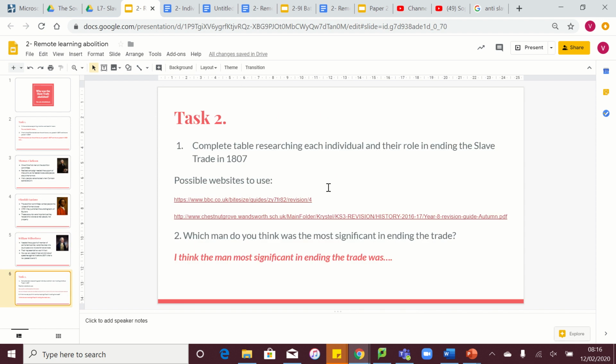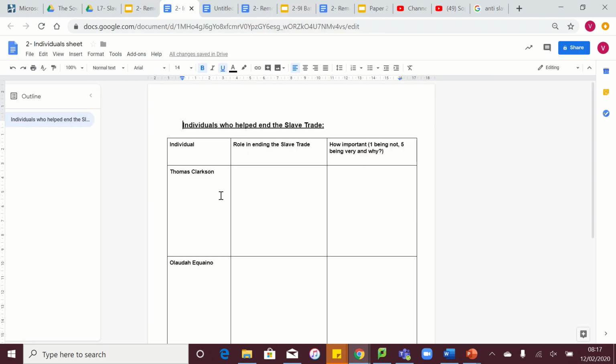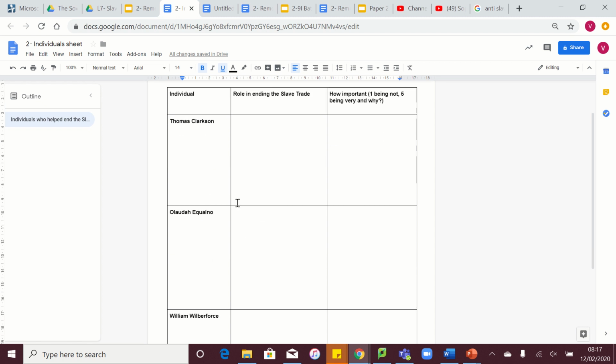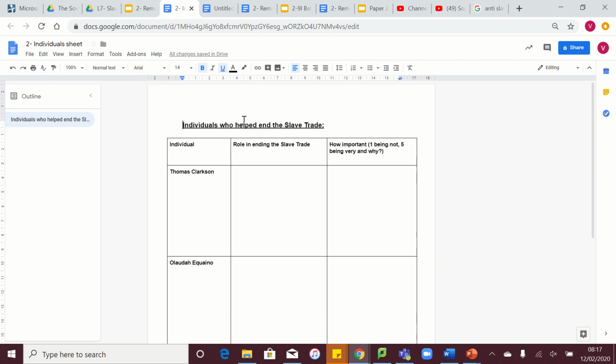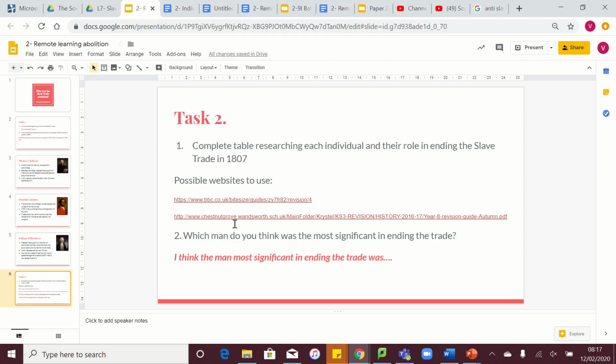So, on that note, your task 2 is to complete a table researching each individual and their role in ending the slave trade. This is the table that I want you to complete. Thomas Clarkson, Equiano, William Wilberforce, the 3 men I've just discussed. What was their role and how important were they, and why? If you've put them as 1, as in not being very important, why? If you've put them as 5, then why? Give an explanation. I've given you some possible websites that you could use here. There are many more, so you don't have to use these 2, but they are some examples.